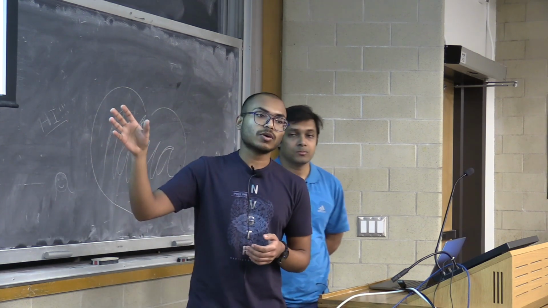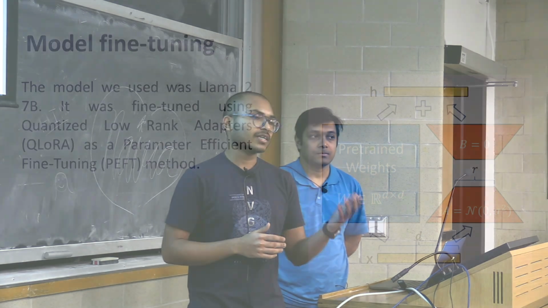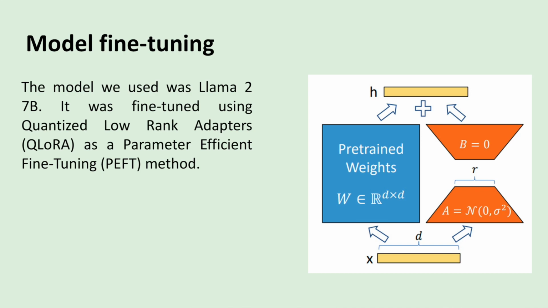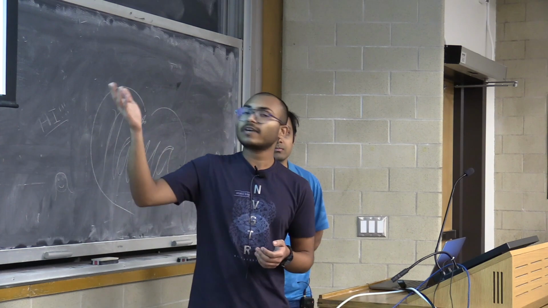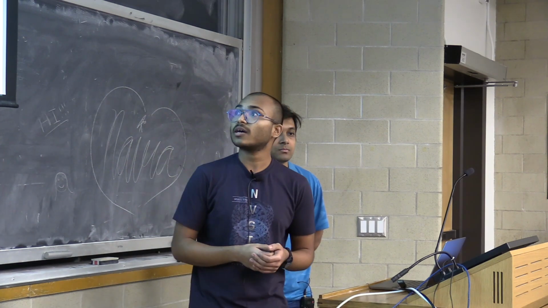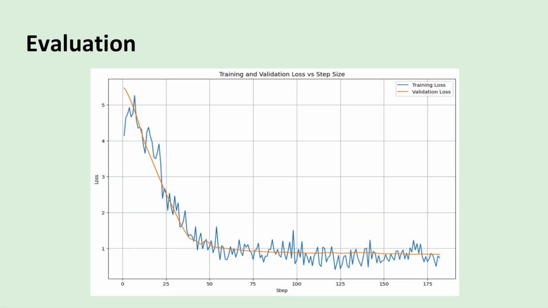This reduced the number of parameters to be trained by a factor of 512. Along with a lot of hyperparameter tuning and enabling double quantization, we were finally able to run it on the free version of Google Colab. This is the plot for the training and validation loss, and as you can see, around step size of 50, the model converges and gives us a good fit.